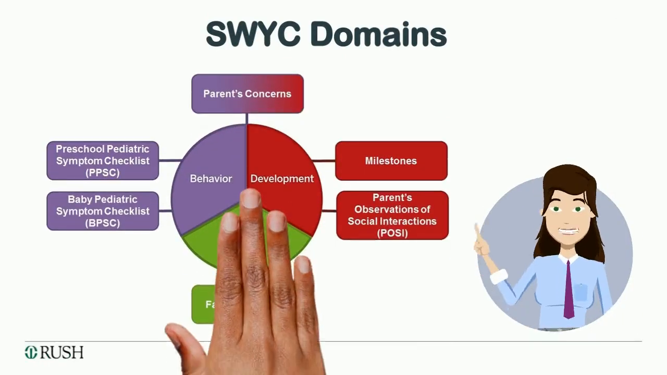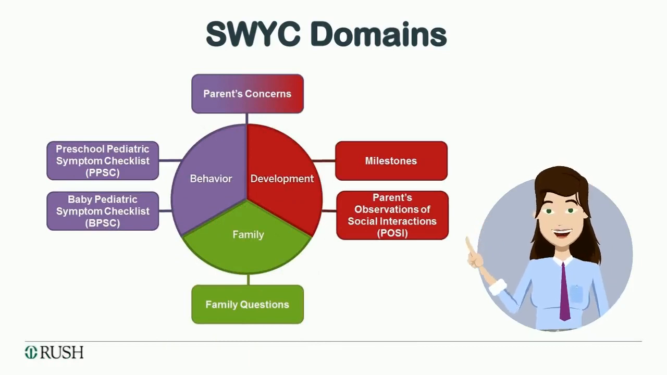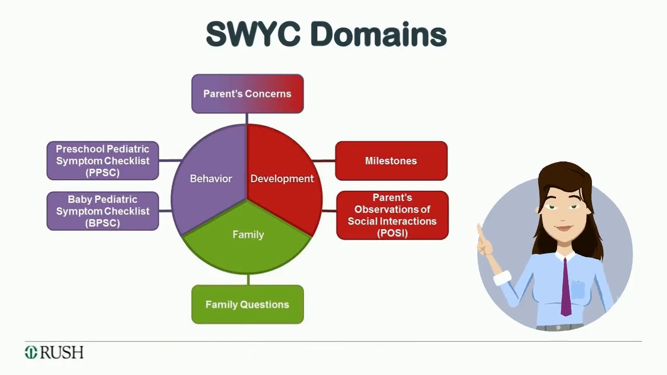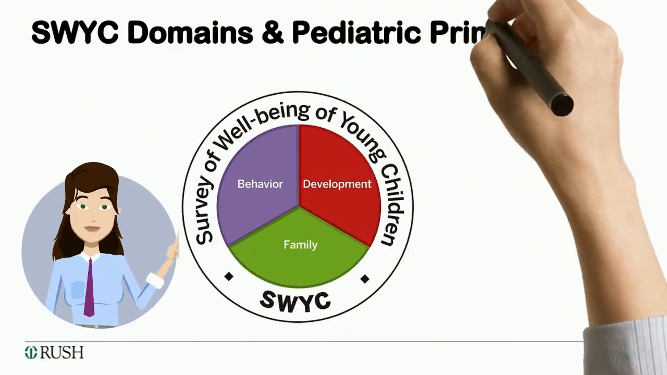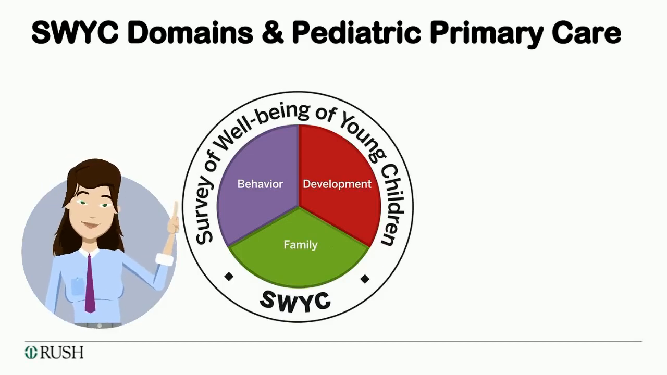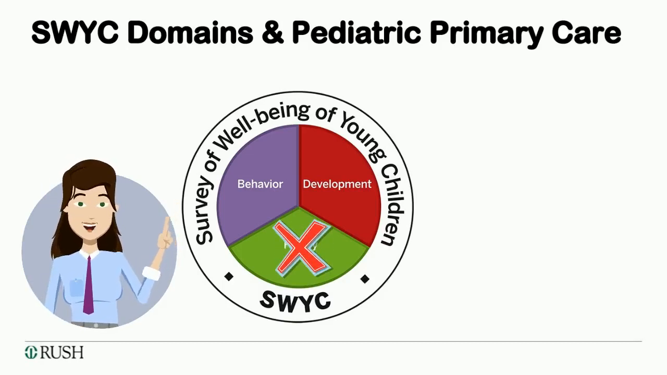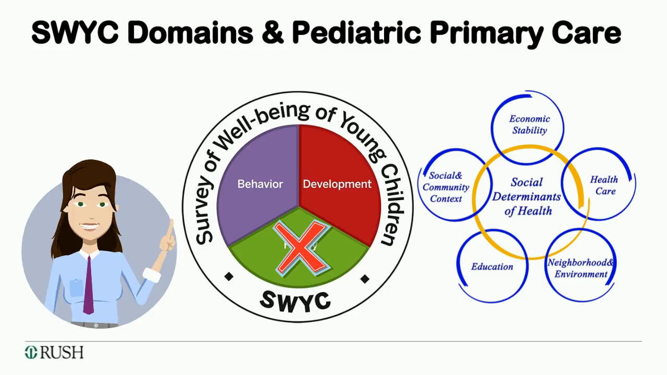The SWIC assesses multiple domains of a child's well-being, including cognitive, motor, and language development, behavioral and emotional adjustment, risk for autism, and family context. Each domain includes 1 to 2 screeners. While family context is an essential determinant of a child's well-being, the domain will not be used in Rush Pediatric Primary Care as it overlaps with the pre-existing SDOH measure. The SDOH will be used in conjunction with the other 3 domains for behavioral health screenings.